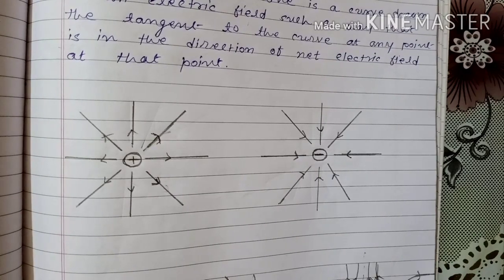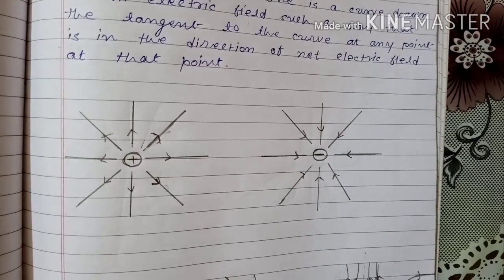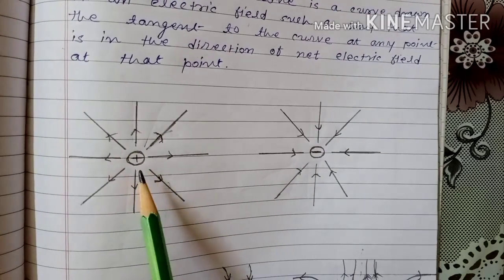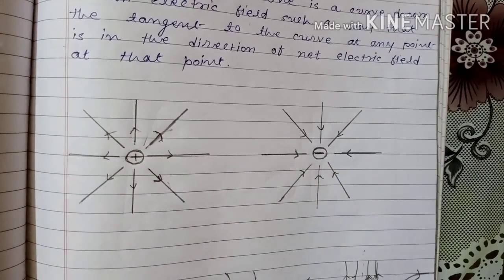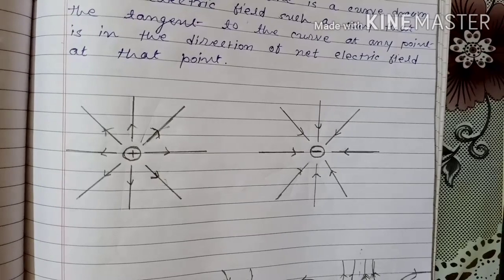Suppose for a 1 nanocoulomb charge we are drawing 10 electric field lines, then for a 2 nanocoulomb charge we have to draw 20 electric field lines, and for a 3 nanocoulomb charge we have to draw 30 electric field lines. This way we can draw electric field lines for different charges. For a positive charge, electric field lines are radially outward, and for a negative charge, electric field lines are radially inward.